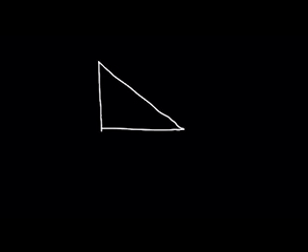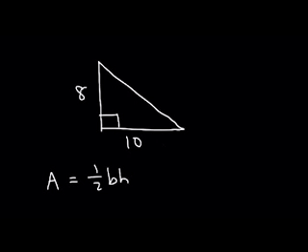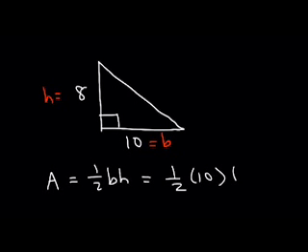Now the next shape that we need to talk about is the triangle. Let's start with a right triangle. So let's say the base of the triangle is 10 and the height is 8. What is the area of the triangle? The area is 1/2 base times height. So we said 10 is the base and the height is 8. So this is going to be 1/2 times 10 times 8. Half of 10 is 5, and 5 times 8 is 40. So it's 40 square units.